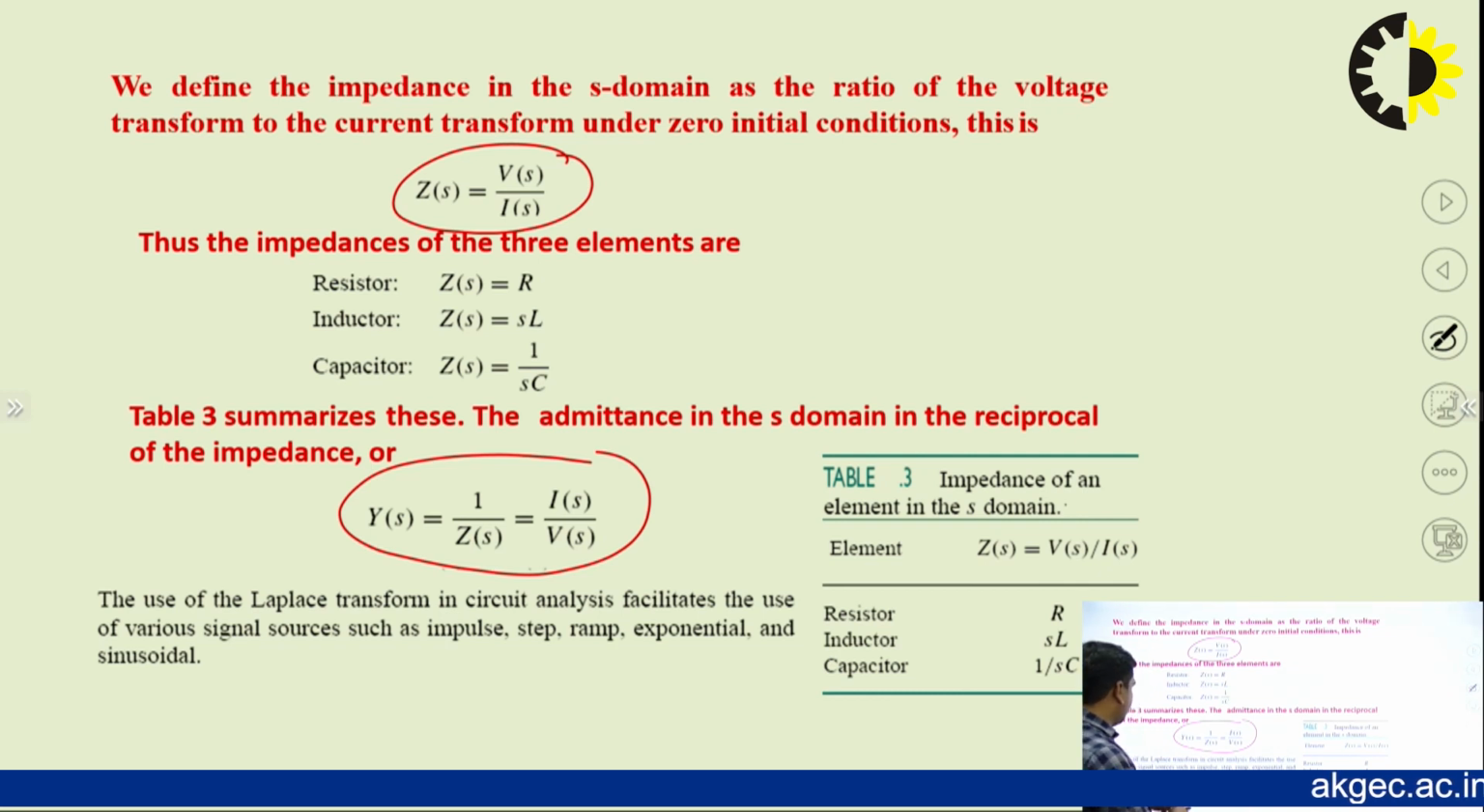The use of the Laplace transform in circuit analysis facilitates the use of various signal sources such as impulse, step, ramp, exponential and sinusoidal. So these are the excitations, the signals that we use in circuit analysis.